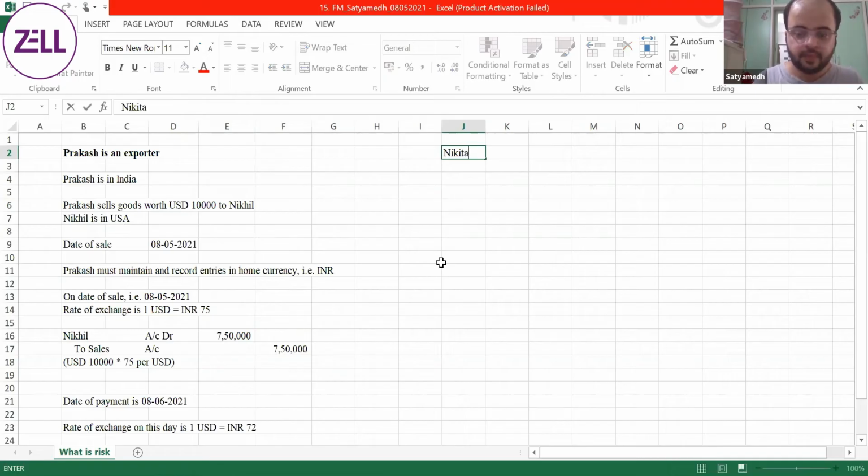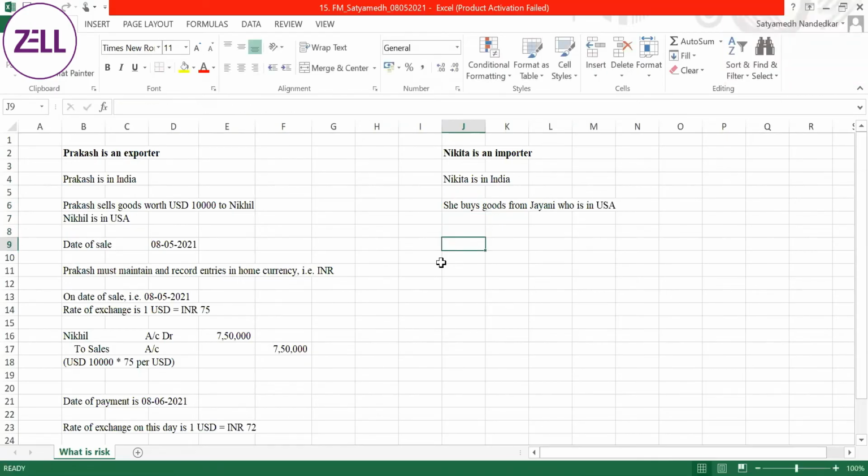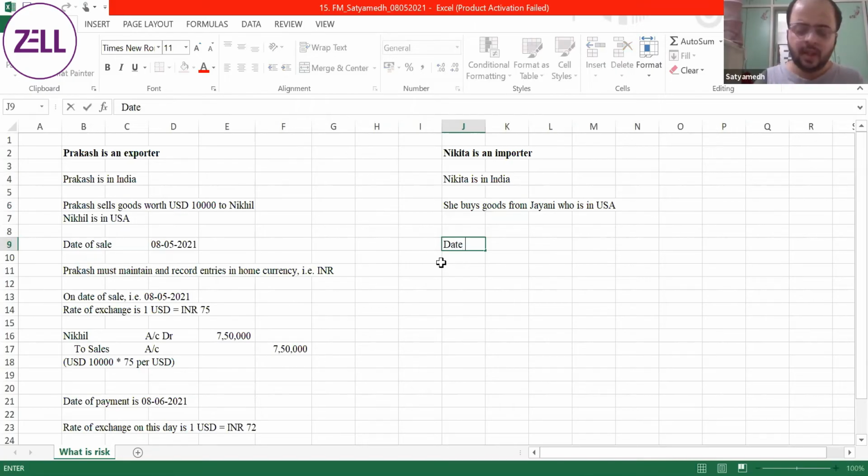Now, Nikita is an importer. Nikita is in India. She buys goods from, say, Jaini, who is in USA. Same everything, all will be the same. Say the date of purchase: Nikita made the purchase on 09/06/2021.